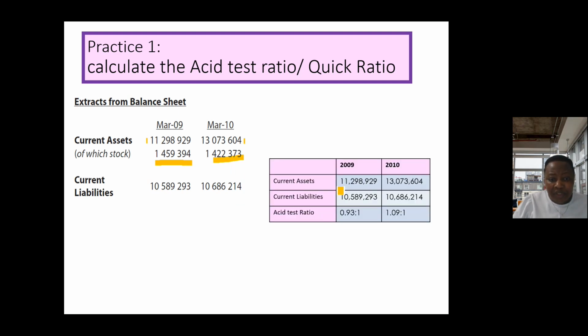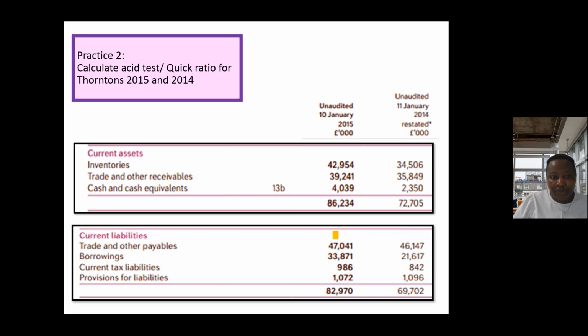If you subtract 1,459,394 from 11 million, you would have what you'll be using as your current assets, right? You use that as the current assets to divide, and then you divide that by your current liability, and you should have that answer. My slide couldn't go back, but it's all right. And then you do the same for the other year as well, 2010.